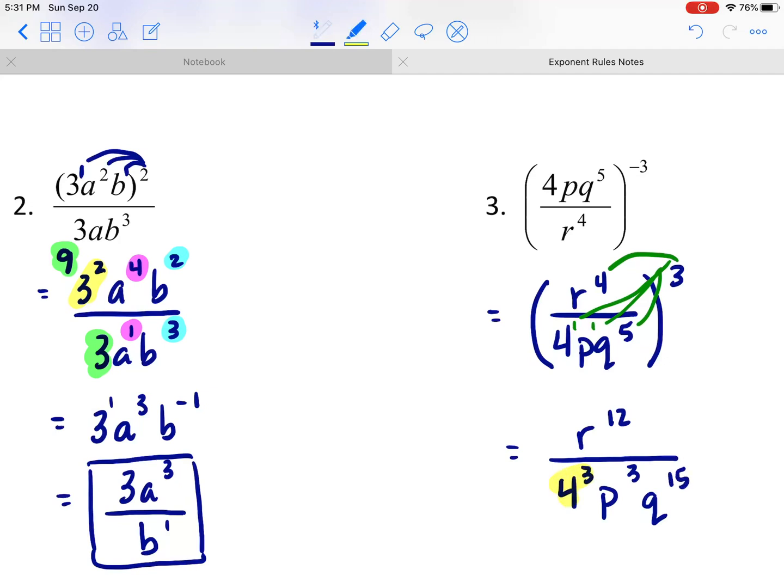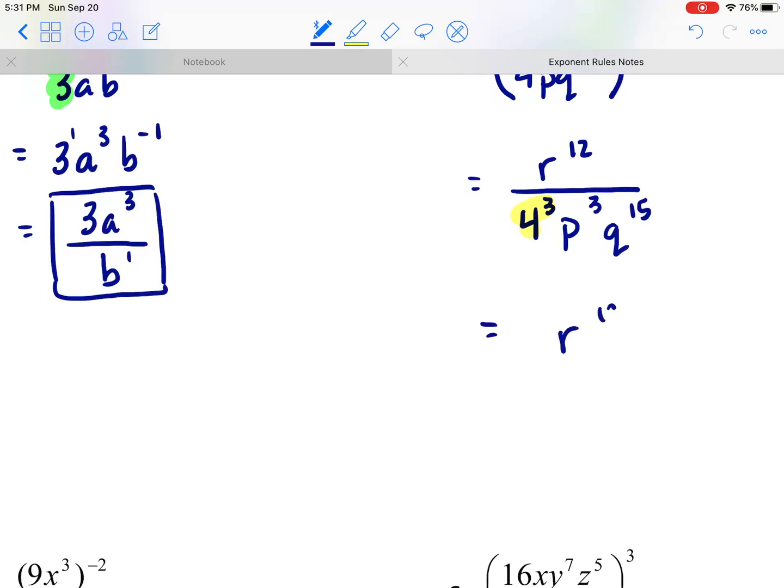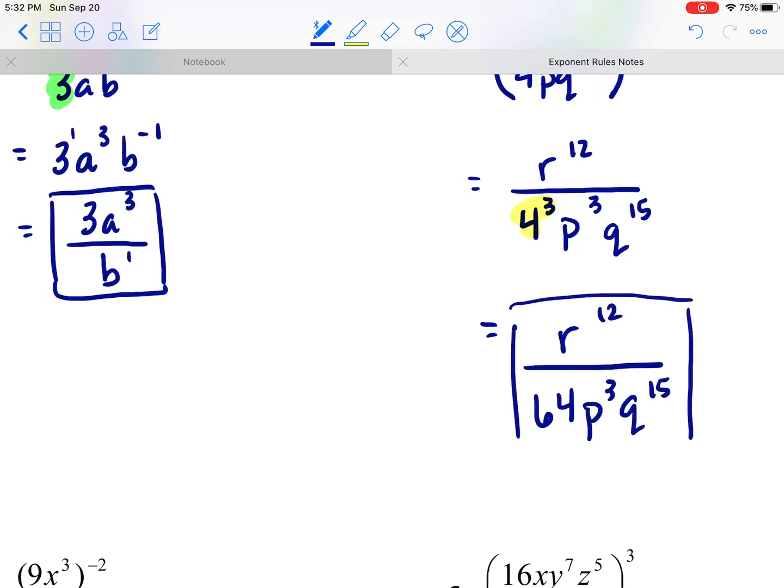Okay, and now just one last step. I want to fix this coefficient. So our final answer is going to be r to the 12th on the top, and then 64, p to the third, q to the 15th on the bottom. And if you aren't sure how to use your calculator to figure out the value of, let's just say, that 4 cubed, Desmos, I can't remember if I've showed you Desmos yet, this might be the first time.